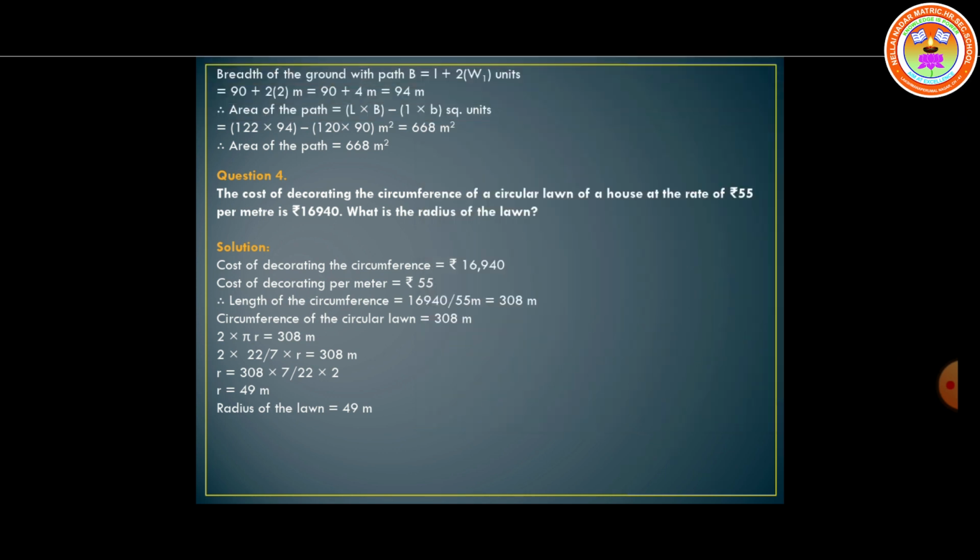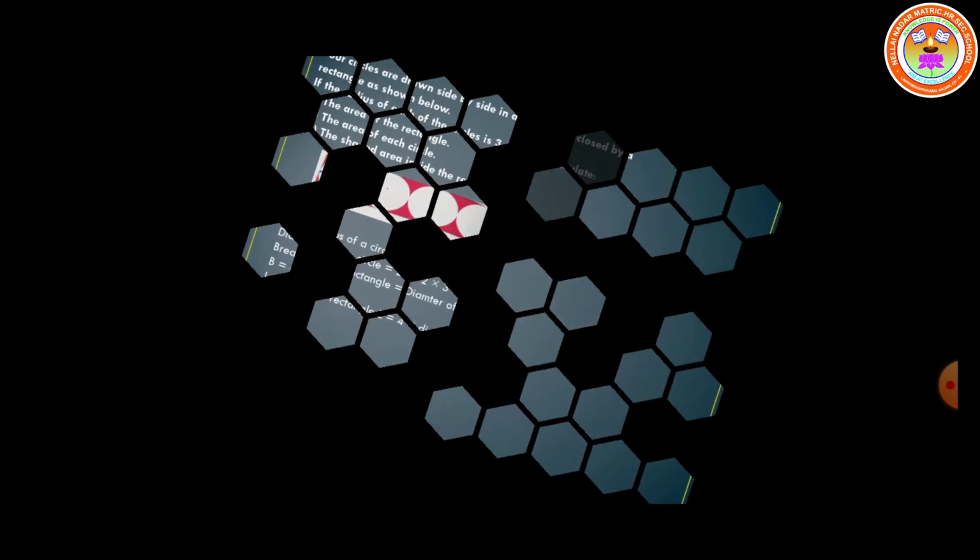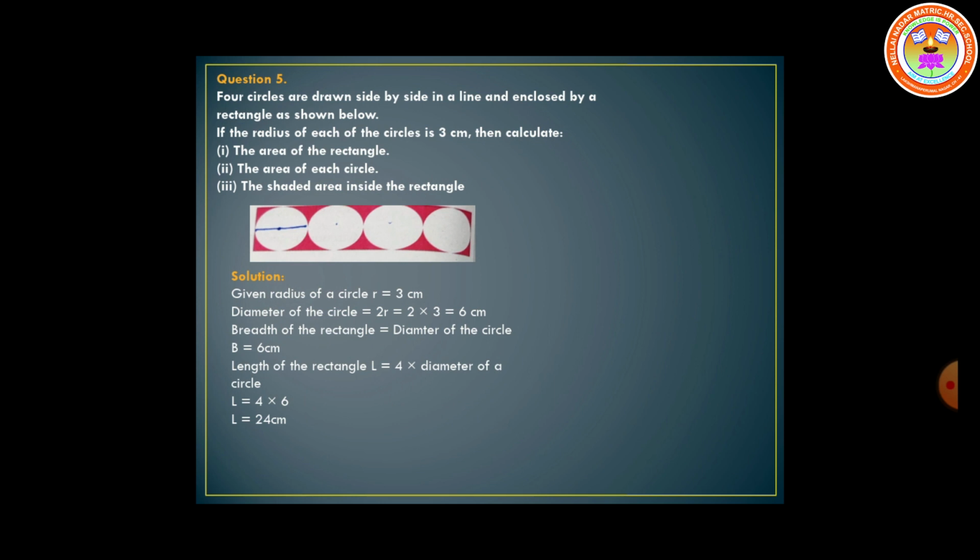Next we are going to see the next sum. That is the fifth sum. 4 circles are drawn side by side in a line and enclosed by a rectangle as shown below. If the radius of each of the circles is 3 cm, then calculate: first, question number 1, the area of the rectangle; second, the area of each circle; third, the shaded area inside the rectangle.